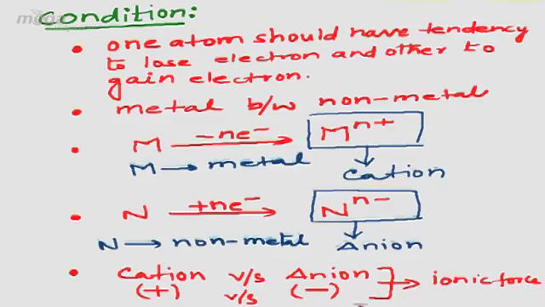So it's obvious that the bond between the two will be called an ionic force, or we can call the same force an electrostatic Coulombic force. So in ionic bonding, the force between the cation and anion will be the ionic force, or we can call the same force the electrostatic Coulombic force. So these are the definitions and the conditions required for ionic bonding.